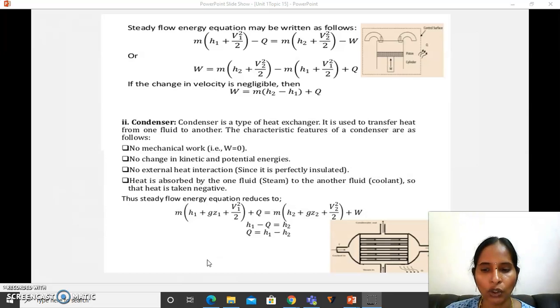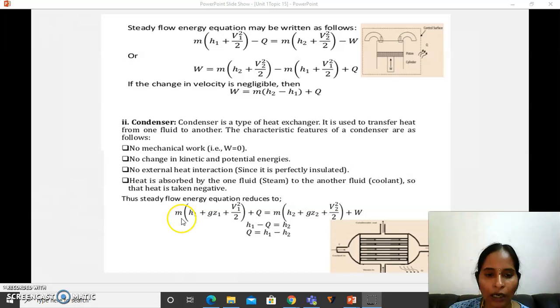Condenser you can also see in the refrigerator available in your home. At the back of the refrigerator you can see a small motor-like sub device called a condenser. Here it is used to transfer heat from one fluid to another fluid, and no mechanical work, that is, the condenser is not concerned with any work, or we are not expecting any work from it as from a turbine, and no change in kinetic and potential energies. No external heat interaction, like we are not supplying heat.